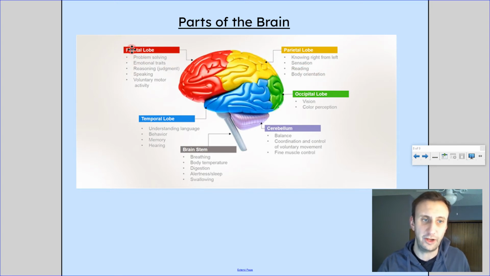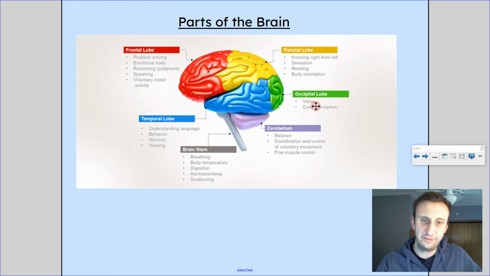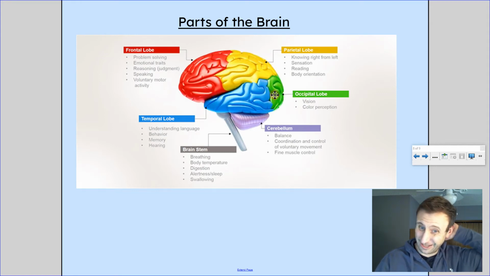The frontal lobe is where a lot of your deep thinking happens: your problem solving, your emotional traits, your reasoning, your speaking, voluntary motor activity. That's all your frontal lobe. So that does a lot of what makes you you. The occipital lobe is for vision and color perception. This is at the very back of your head right here.